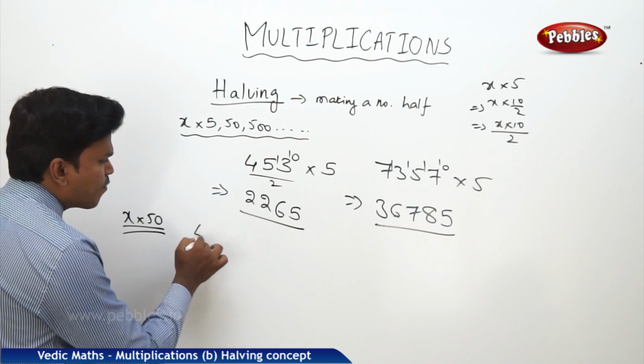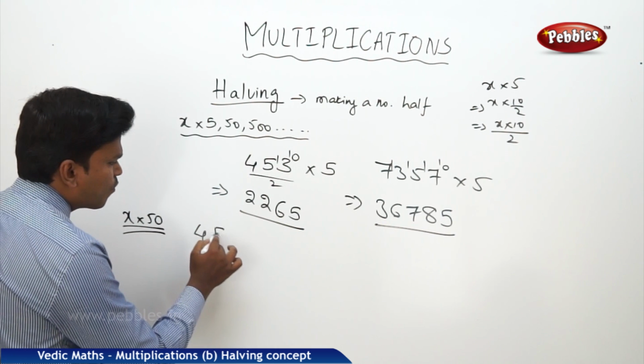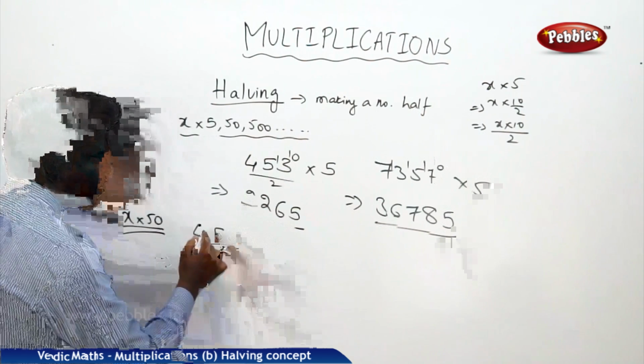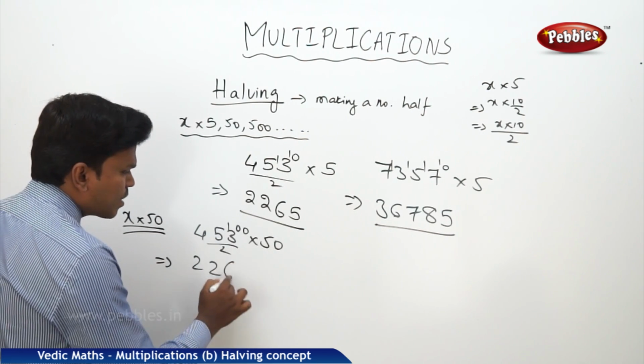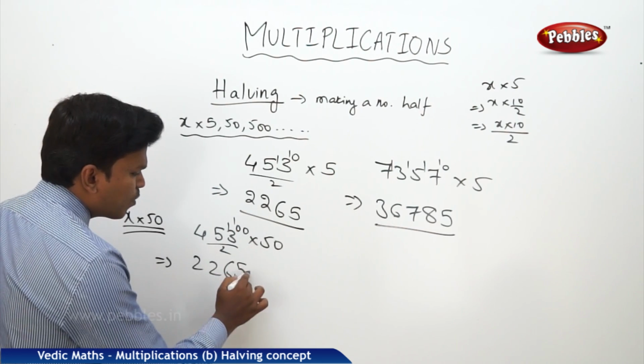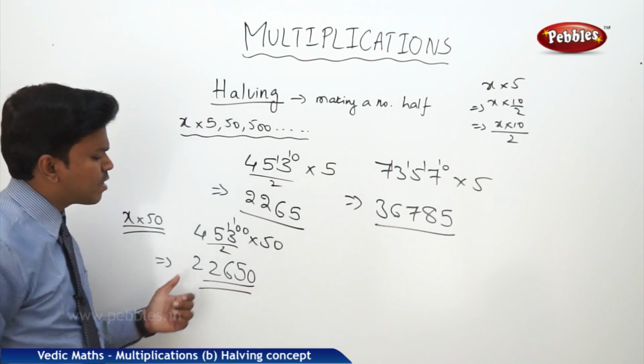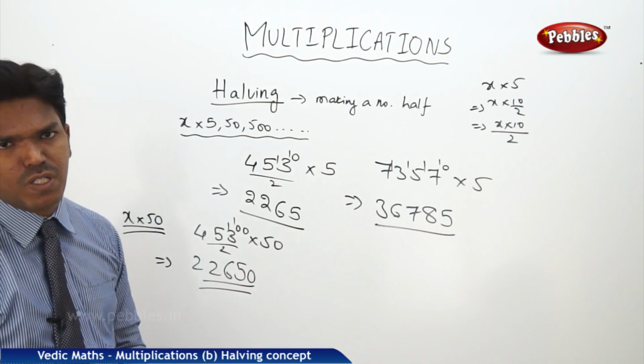Now suppose the same number, if you take 453, half. So 2 2s, 2 6 times, 2 5 times, and drop the 0 as it is. So your answer is 22650.